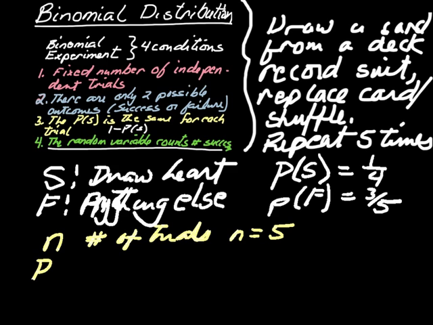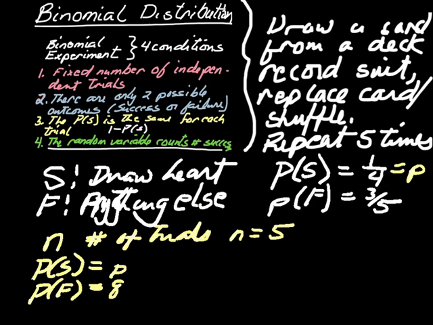Instead of writing probability of success, we make this a little easier and we just write small p to represent that. So I could have said 1/4 equals p. And instead of probability of failure, we just write q for that. So the probability of failure equal to 3/4 is q. So that's the notation. And then we want the random variable x to be the number of successes. Okay?